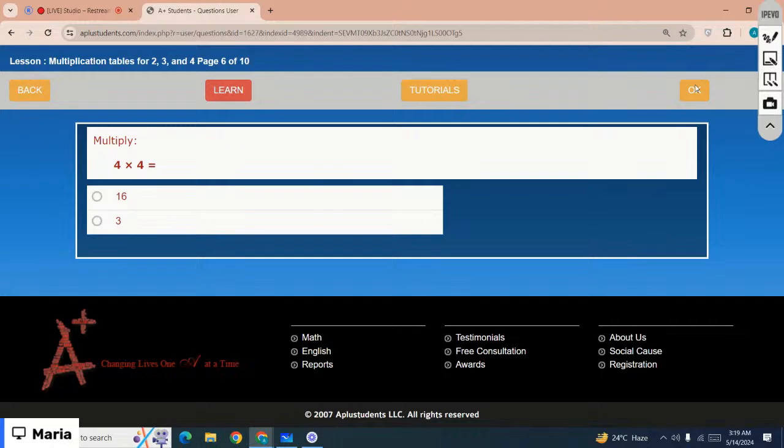Oh, sorry. 4 times 4 equals. The correct option is 16. 4 times 4 is 16.